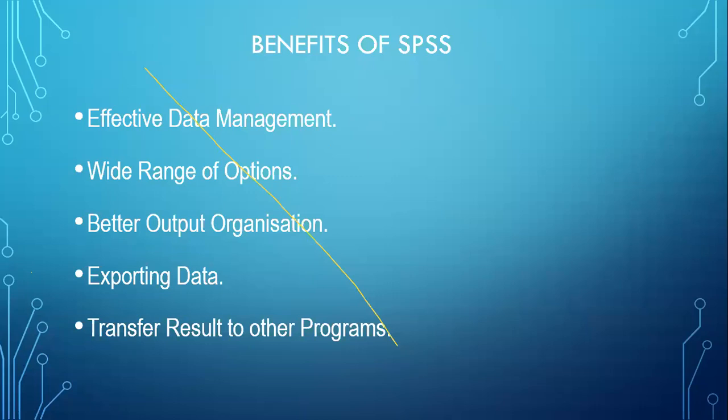Next is wide range of options, that I have also told you about. We can transform one variable to another variable, and also analyze a variable with another variable, and the same variable can also be analyzed with different statistical options. Next, better output organization. That also I have explained: output can be saved separately, and from the output we can also derive another result.